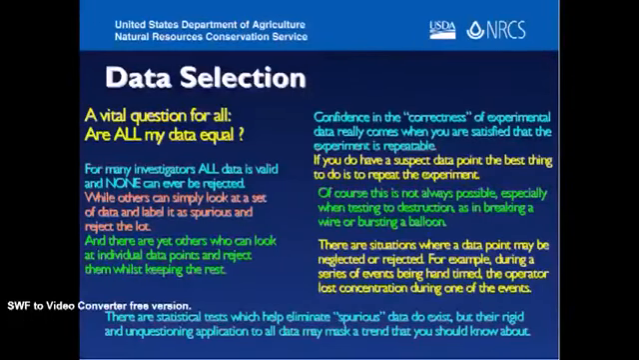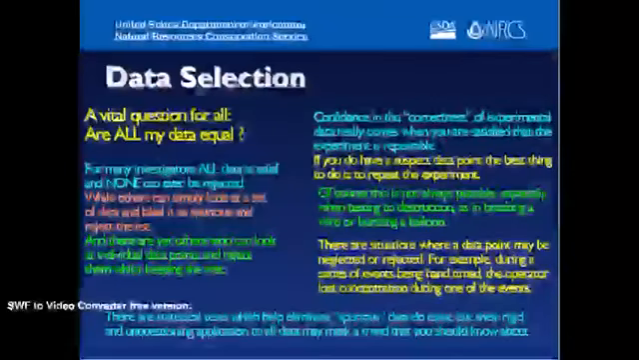But then there are other situations where the data point may be neglected or just flat rejected. For example, if there's a series of events that have to be hand timed, like doing an amusometer, and the operator loses concentration during one of those events and skips a reading or misses the readings, those are some of the things you have to take into consideration. There are a lot of statistical tests that will help you eliminate spurious data when it does exist, but the rigid and unquestioning application to all data may mask a trend that you should know about. So be very careful about your data selection.